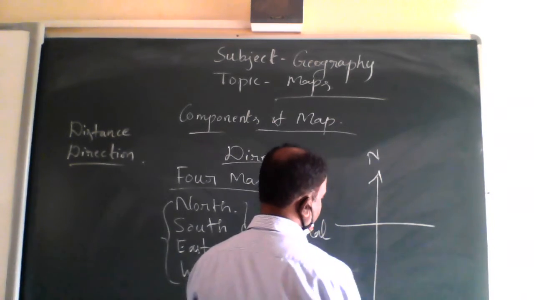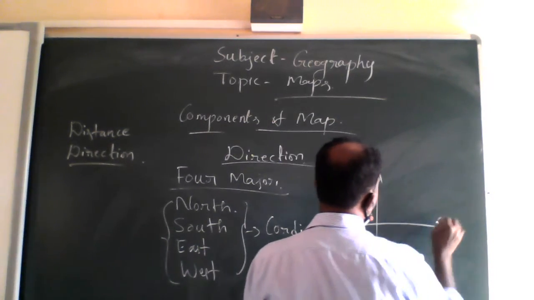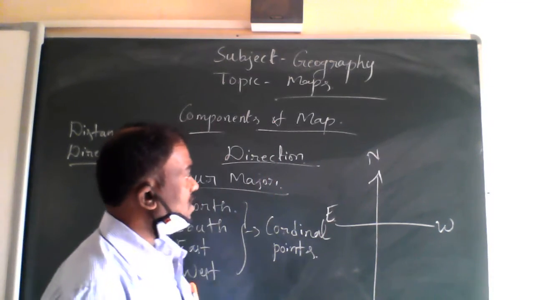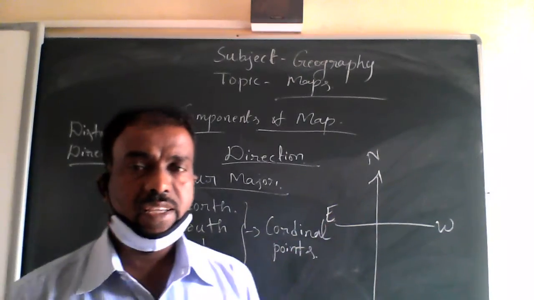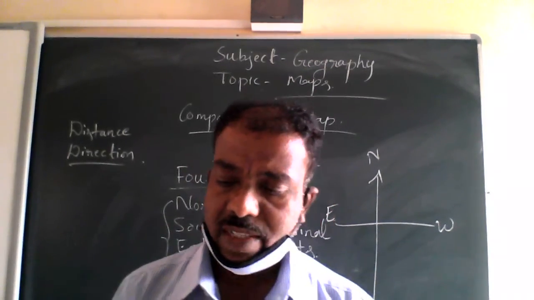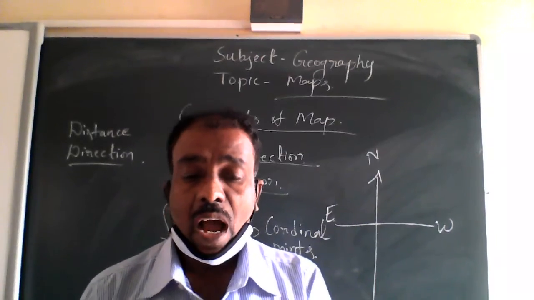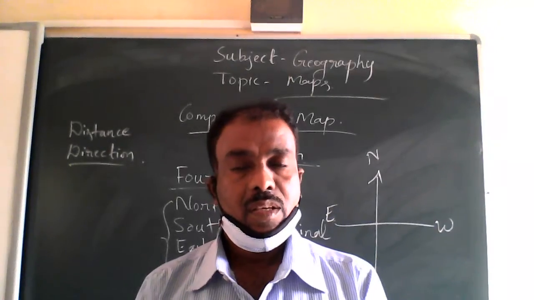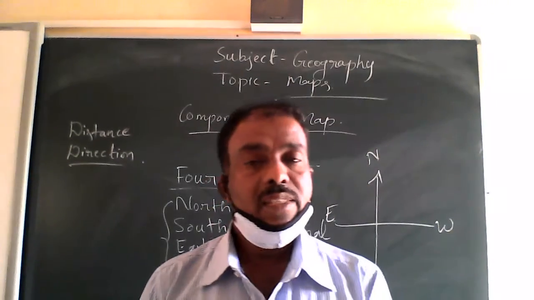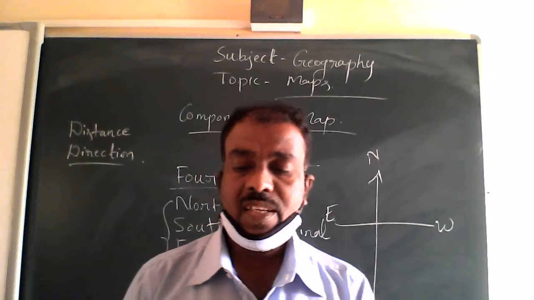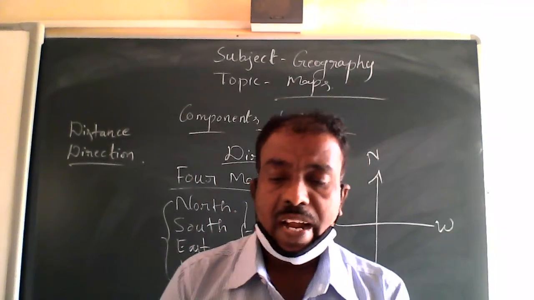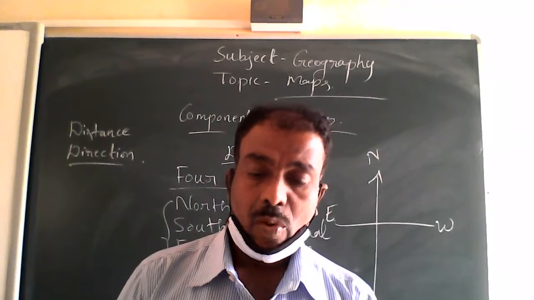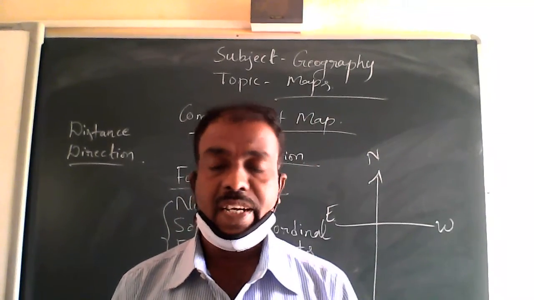So this is the south and west, east and west. See, these four major directions we used to call cardinal points. And also, dear students, there are four other intermediate directions. That is northeast, southeast, southwest, and northwest. And we can locate any place more accurately with the help of these intermediate directions.